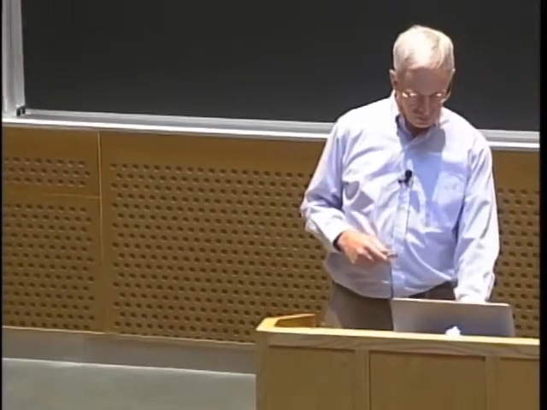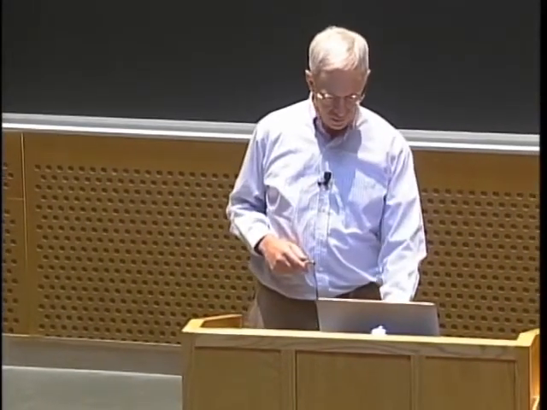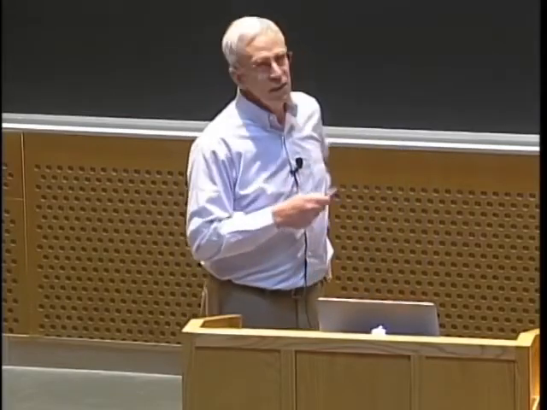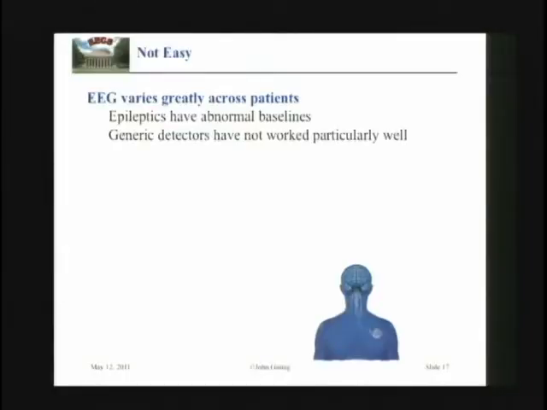Now, that's not so easy. What makes it hard is that the EEG, the electroencephalograph, differs greatly across patients. First of all, people with epilepsy have abnormal baseline EEG. Even when they're not having a seizure, bizarre things are going on in their brains electrically, or unusual things. And so they don't look like people who don't have epilepsy. And it varies tremendously across patients.